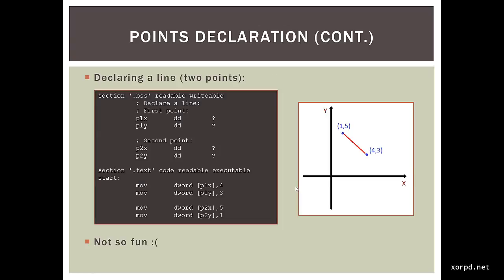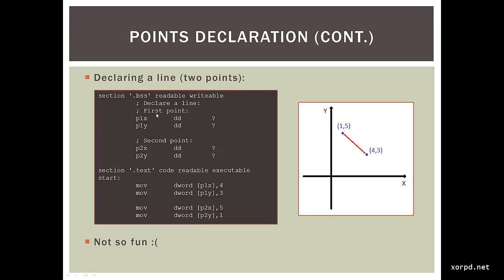I want to take a look at another example, this time about declaring a line, which is basically just 2 points. If we think about it, every line could be defined by 2 points. Maybe the first one is the first point and this is the second point, and we get a line using 4 numbers, 4 dwords. How can we do it with our code?